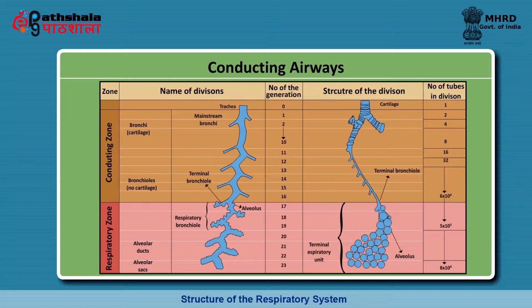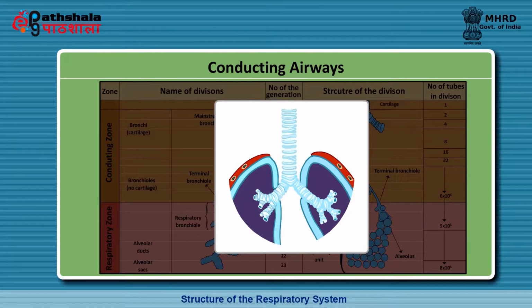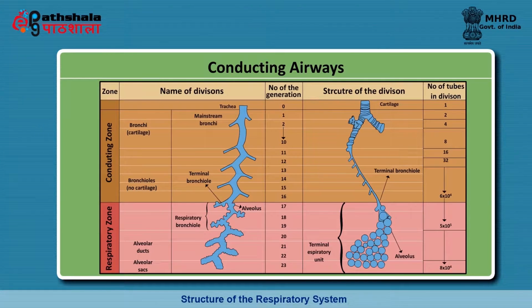Now, we come to an important point, that is the anatomical dead space. The region up to the 16th generation of airways is called the anatomical dead space. Do you know why? It is because there are no alveoli up to the 16th generation of airways and hence no gaseous exchange can occur in this region of the conducting zone. Therefore, by definition, the volume of the respiratory tract starting from the nose to the 16th generation of airways is called the anatomical dead space.